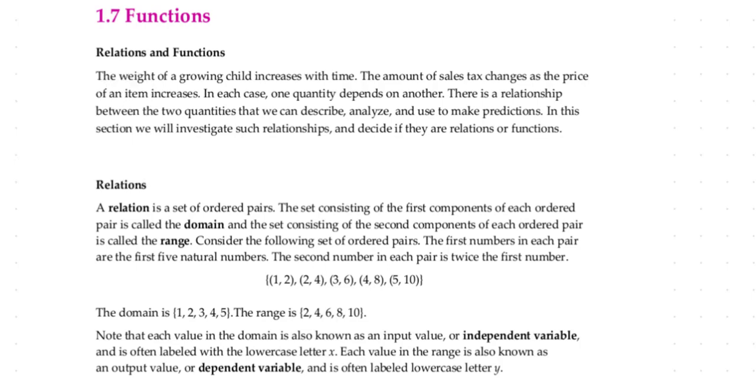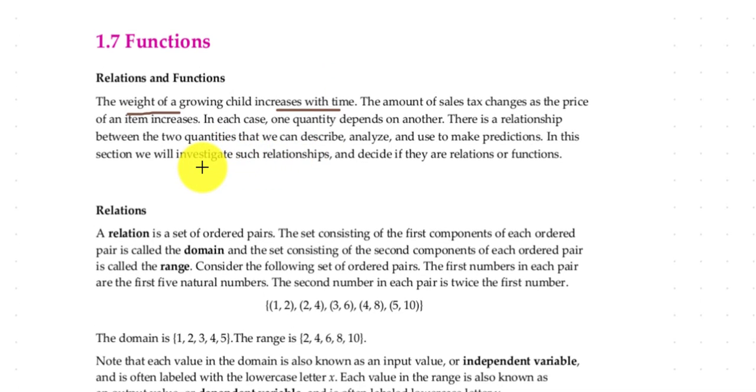I just want to get my pen ready. So it says relations and functions, and they talk about the weight of a growing child, how it would increase with time. So there's a function. As time goes by, the weight should increase. So if I were to sketch a graph, where T represents time and W represents weight, the more time that goes by, the greater the weight. So I might have a line that slopes up from left to right.